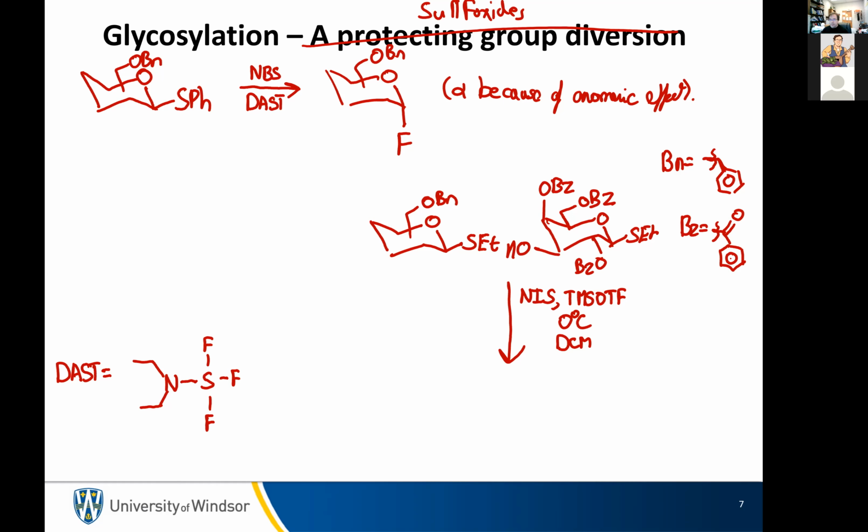So we treat those together and we get only a single product. Assuming we don't use way too many equivalents, I'm just going to say one equivalent of everything. If I use more than one equivalent of NIS, I will react with both thioethers, but I'll get selectivity if I only use one.